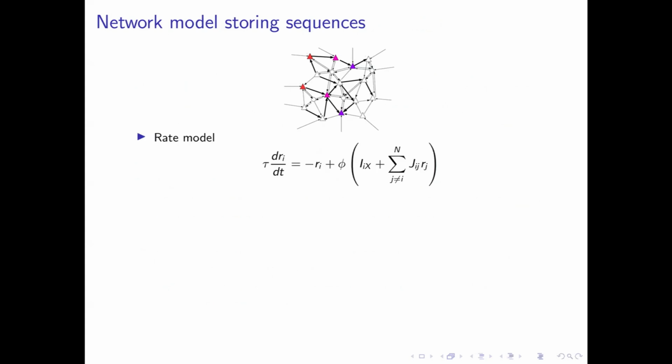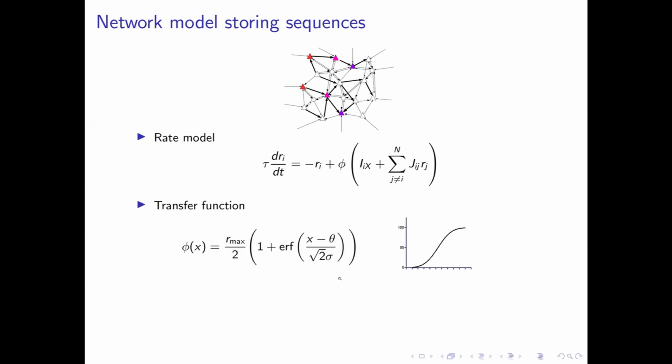So this is a vanilla rate model, if you will. Each neuron is described by a rate r_i, with a decay term. This is the transfer function, and then these are the external inputs to the network, I_i^X, X for external, and this is the recurrent connectivity. For the transfer function, you could use pretty much anything. It turns out that this function is quite helpful to simplify calculations. It's proportional to the cumulative distribution function of a Gaussian, with parameter theta a threshold, and sigma related to the slope.